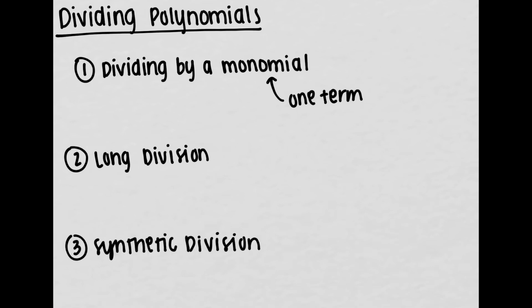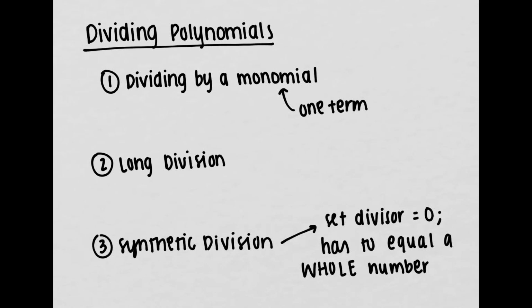And the third one was synthetic division. It kind of went along with long division. There was a certain stipulation you had to have, though, in order to use synthetic division. You actually have to set your divisor equal to 0 and solve it for the variable. When you solve it, if you get a whole number, positive or negative, that tells you that you can use synthetic division. If you don't, then you're going to have to go back and use long division.